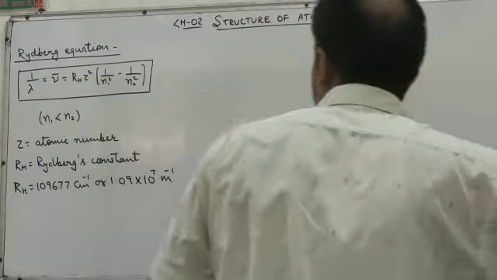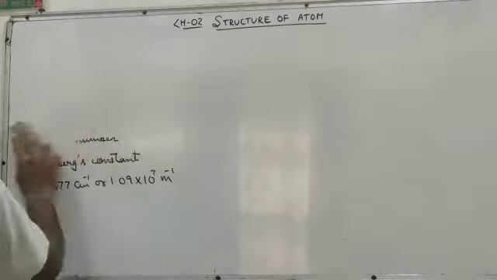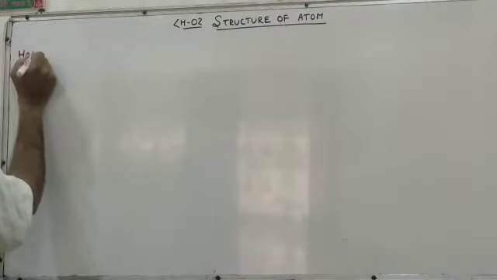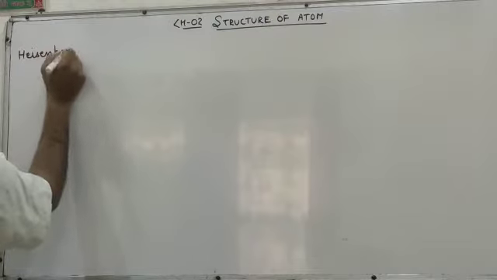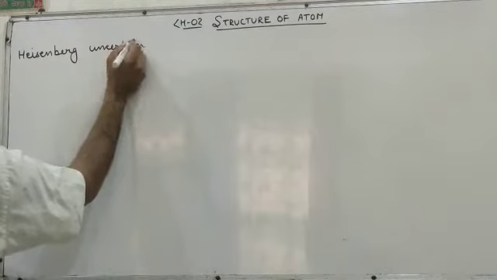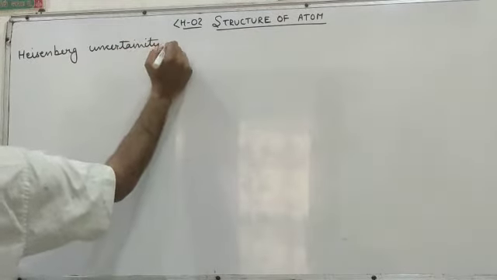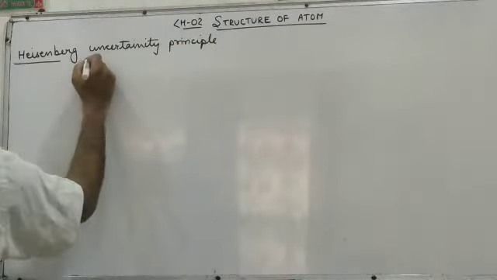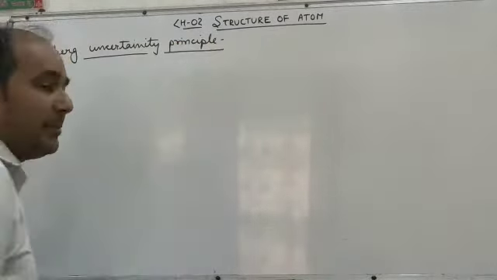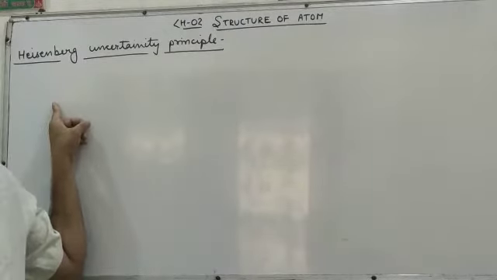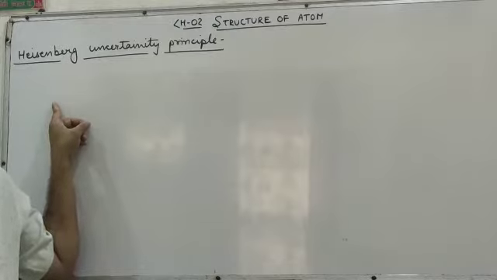Now let us discuss the Heisenberg uncertainty principle. According to this principle, both the position and momentum of a subatomic particle cannot be determined simultaneously. I repeat again, according to the Heisenberg uncertainty principle, both the position and momentum of a subatomic particle cannot be determined simultaneously.